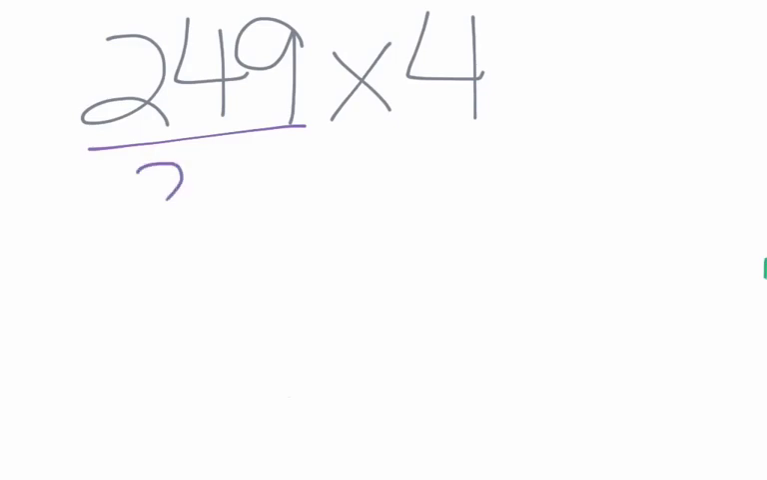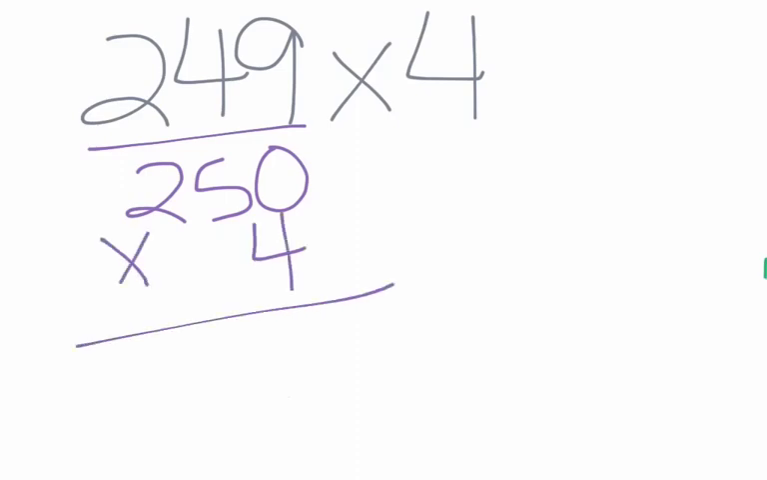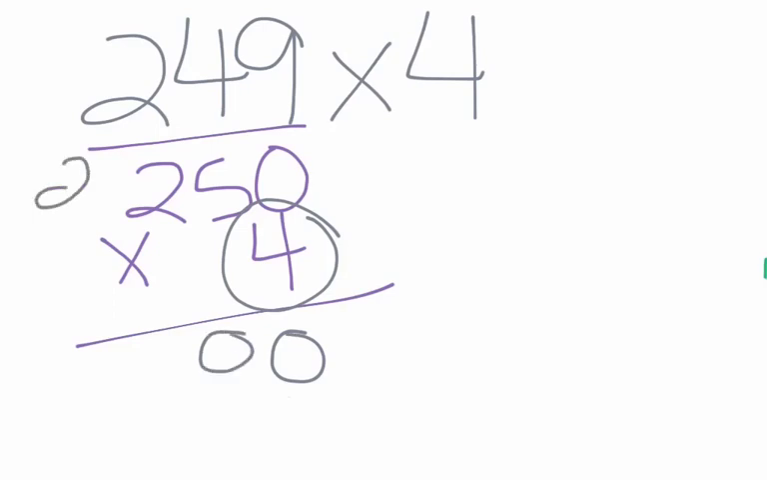It's a compatible number. 250 times 4, because I want to set it up the way I want to answer it. And every single number is going to be multiplied by this number. 0 times 4 is 0. 5 times 4 is 20. Carry that 2 groups of 10 or 2. 2 times 4 is 8. Plus 2 is 10. Making our answer about 1,000.